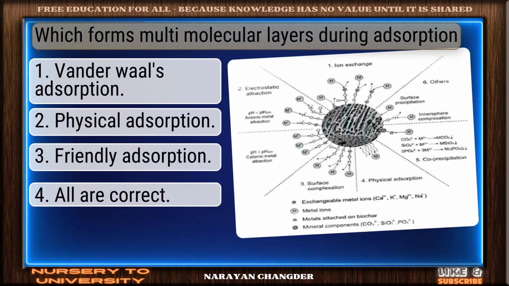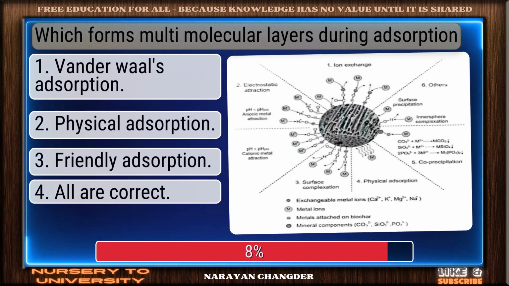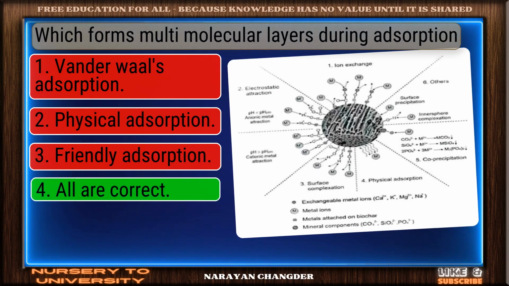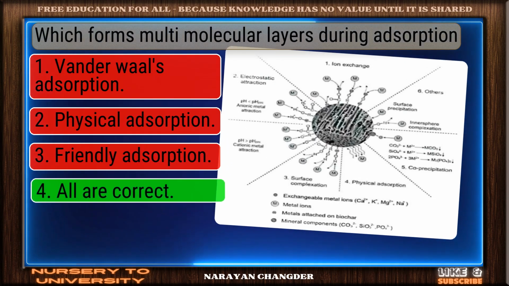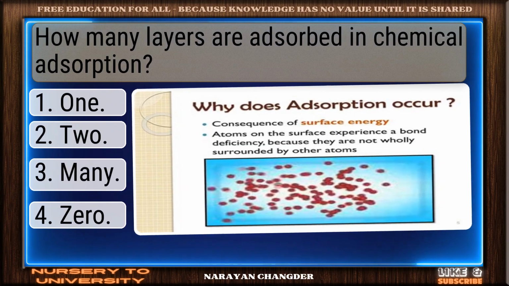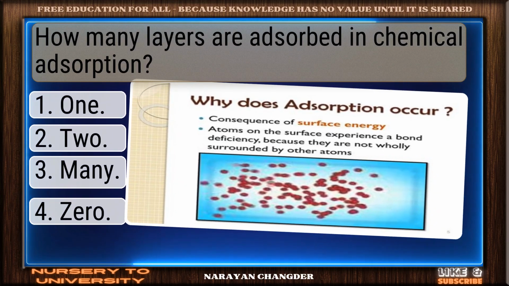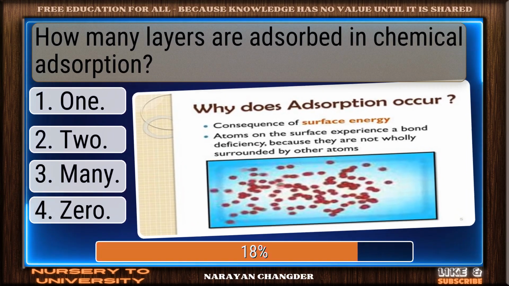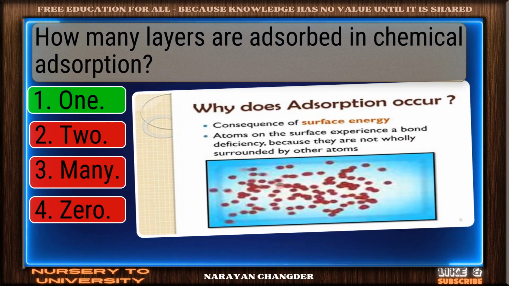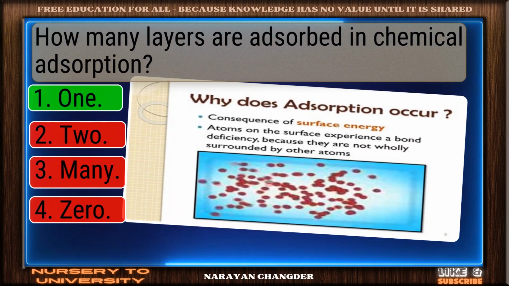Which forms multimolecular layers during adsorption? Correct response. All are correct is the most accurate answer. How many layers are adsorbed in chemical adsorption? Solid response. 1 is a valid choice.